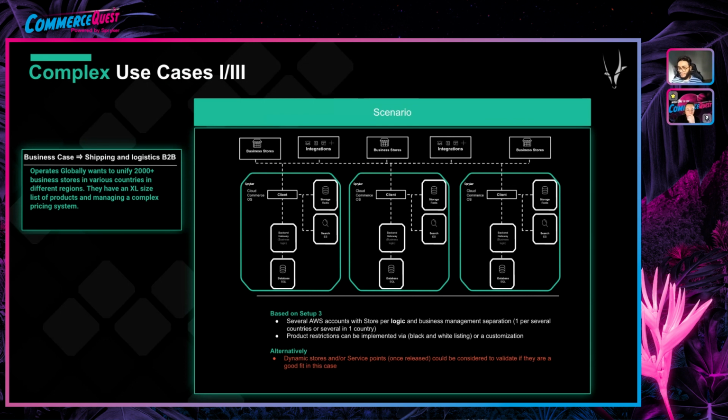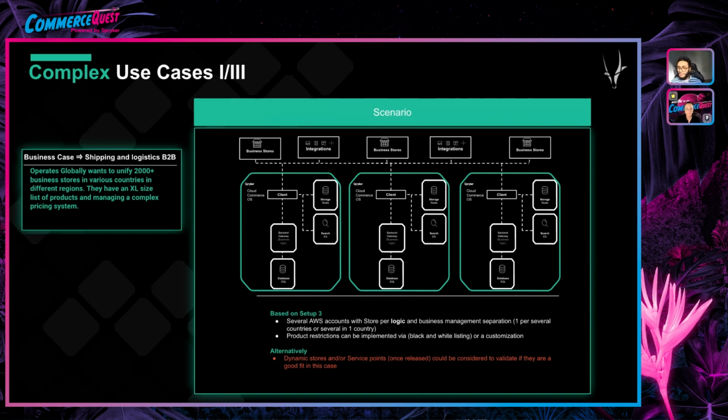So in this case, the setup would be several AWS accounts with a store per business logic separation, one per several countries or several in one country. Product restrictions can be implemented via black and white listing or customization for each one of these regions. Alternatively, like I mentioned, dynamic stores or service points, once released, could definitely be checked to validate that this is a good fit in this use case.